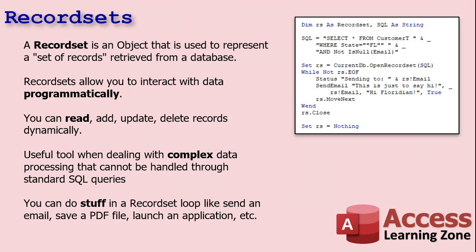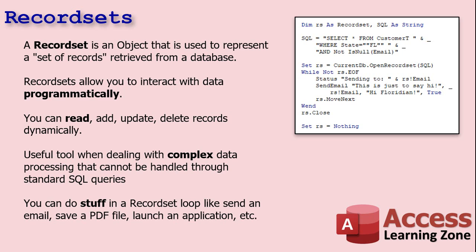All right, so what is a record set? Well, a record set's an object that is used to represent a set of records, record set, right? Set of records retrieved from your database. You can think of it like a virtual table that's in memory, right? It holds whatever data you put in it. You could say, give me all the customers from Florida, and it'll save it in memory as a record set.